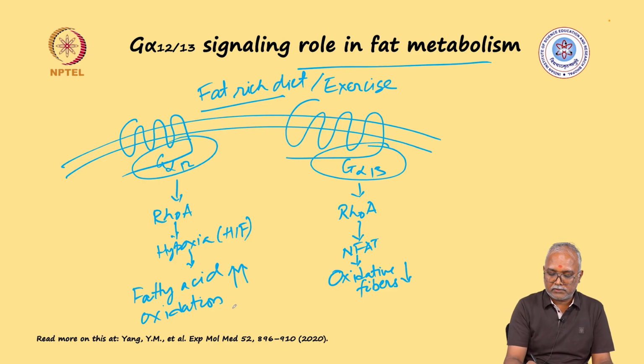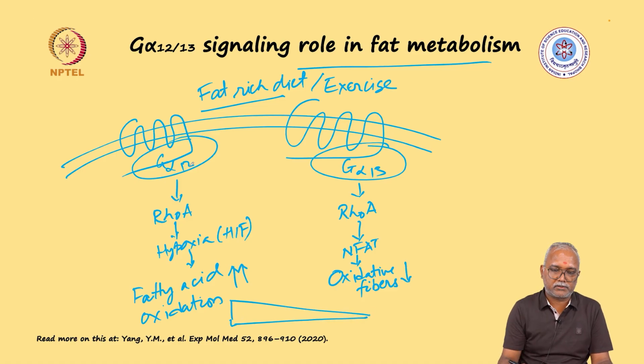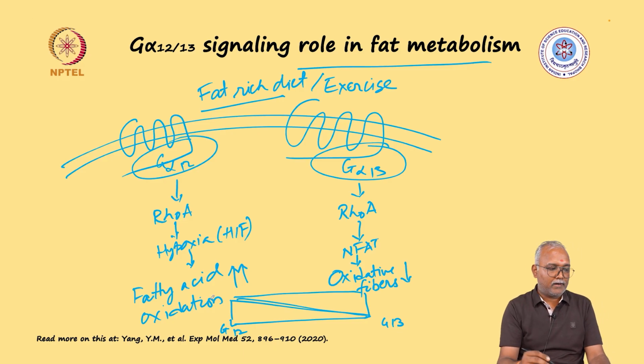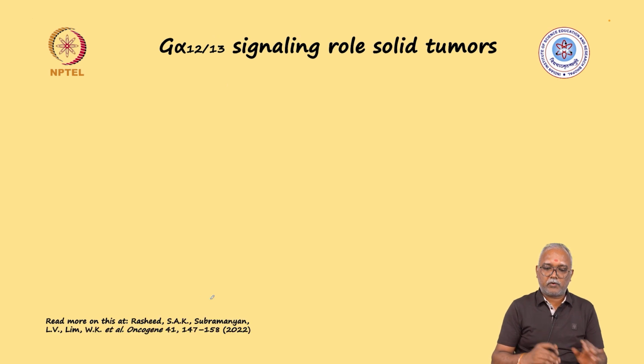So in some sense, the energy response is more towards G12 and less towards G13, and the fatty acid storage response is more towards G13 and less towards G12. So what you notice is that it could play a very important role in ensuring that the system is responding as per the metabolic condition of the organism.